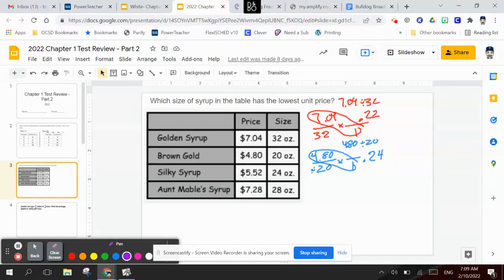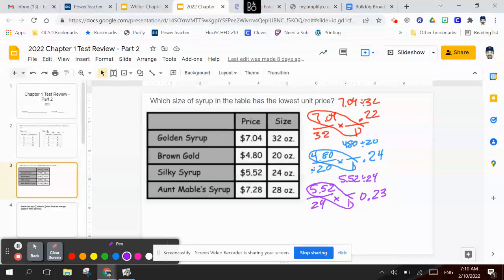Let's look at silky syrup. That's $5.52 for 24 ounces. We want to know how much 1 ounce is. So again, I cross multiply. 5.52 times 1 is $5.52. I divide that by 24. 5.52 divided by 24 is 0.23 or 23 cents. So far, golden syrup is the best buy.